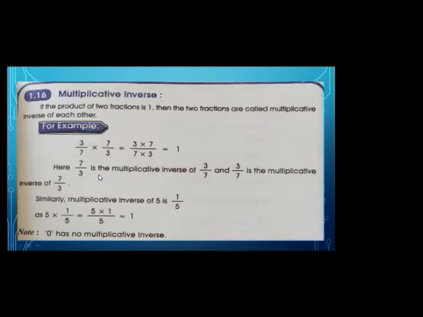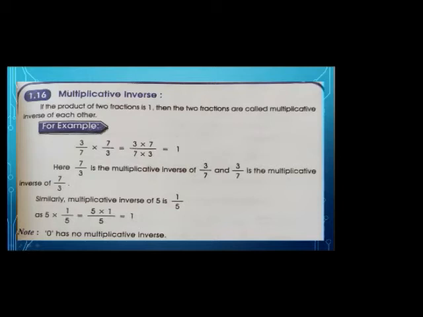So here 7 upon 3 is the multiplicative inverse of 3 upon 7, and 3 upon 7 is the multiplicative inverse of 7 upon 3. Similarly, the multiplicative inverse of 5 is 1 upon 5. If we multiply 5 with 1 upon 5, we multiply the numerators, 5 multiplied by 1, divided by 5. 5 can be cancelled by 5, and from the numerator we get 1, and 1 divided by 1 is 1. So we observe that the result is 1.